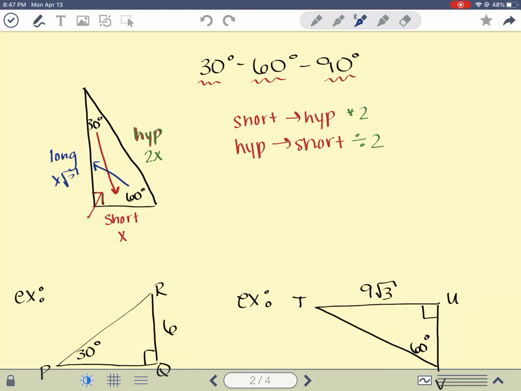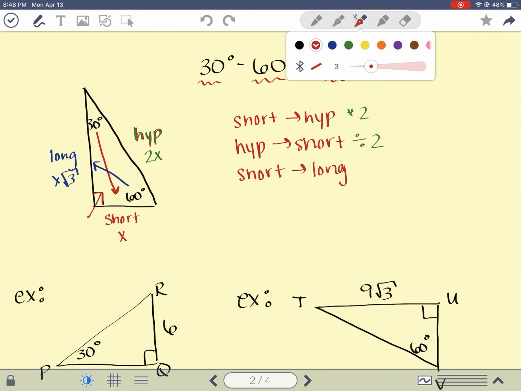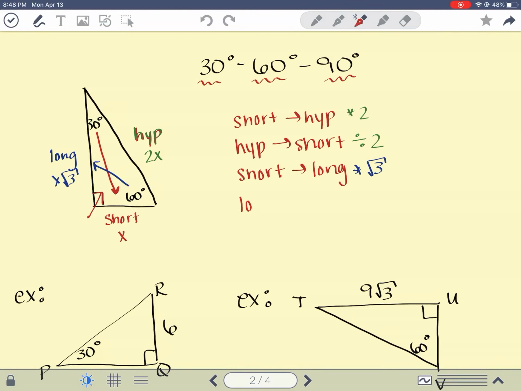Now, if I'm going from short to long, we get x times the square root of 3. So short to long, you are going to multiply by the square root of 3. And then from long to short, of course, it is just the opposite. Long to short, you're going to divide by the square root of 3.